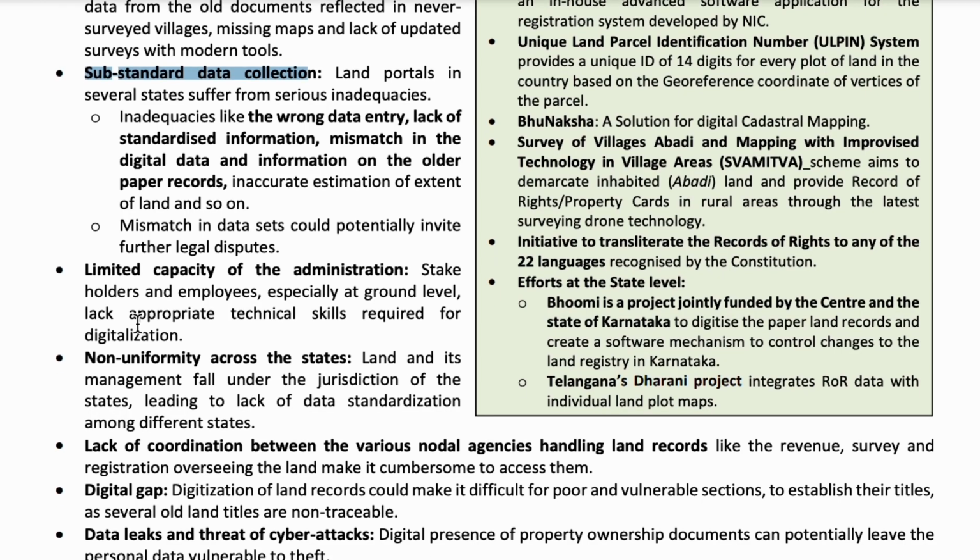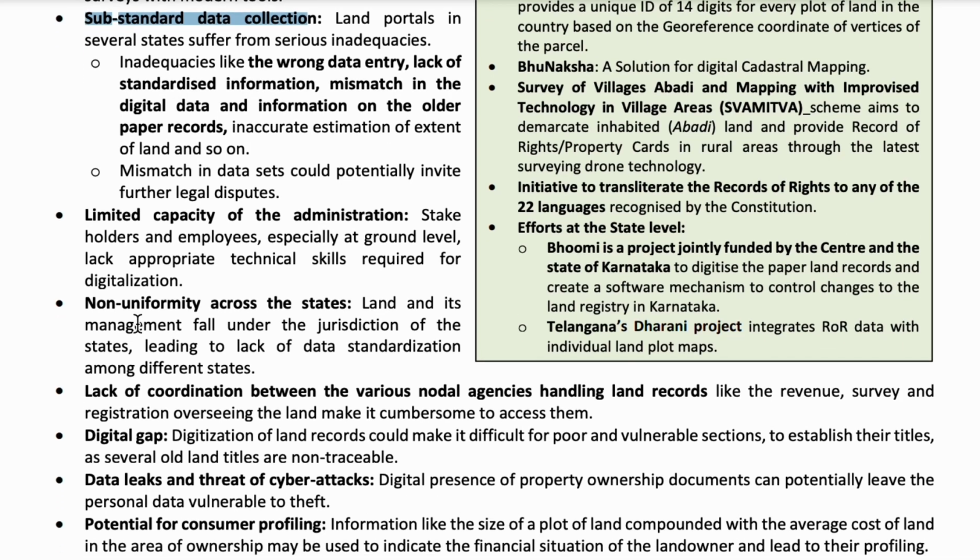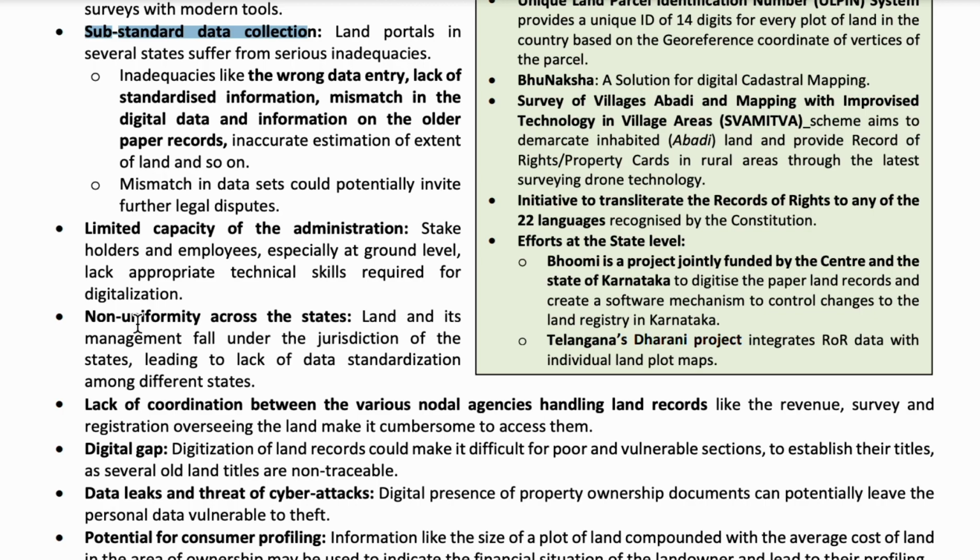next is, for the accurate land records data, both the surveying department and the revenue department should work in coordination, but there is lack of coordination. And there are several old land records which are not traceable, and this might be difficult for the poor and vulnerable sections of the society. So poor people cannot afford to go to the registrar office and get their lands digitalized. And on the other side, many people might not be aware of this digitalization of land records. So due to that, this process will get delayed. So this is one of the challenges.